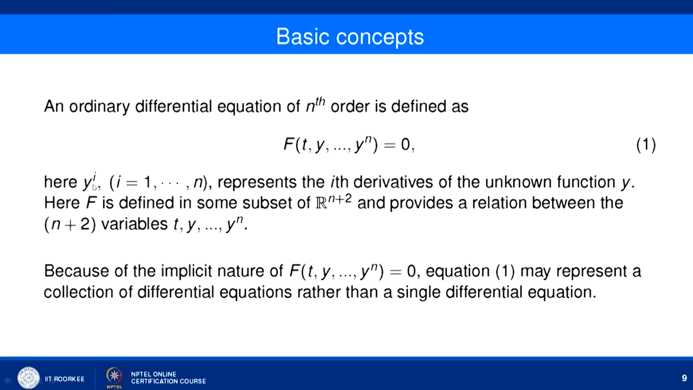So, here y^(i), where i is from 1 to n, represents the ith derivative of the unknown function y, and here f is defined in some subset of R^(n+2) and provides a relation between the n+2 variables. What are the n+2 variables? t, y, y', y'' and y^(n).